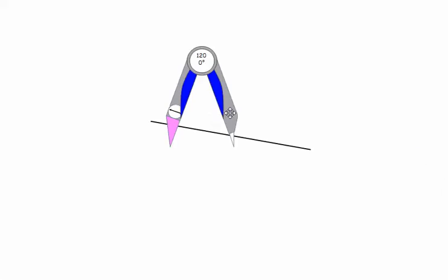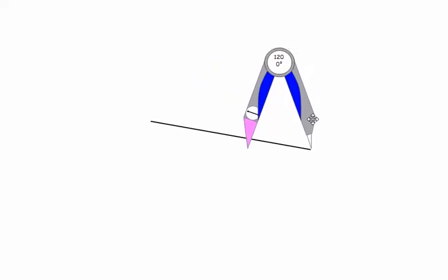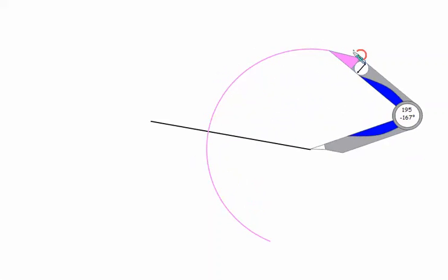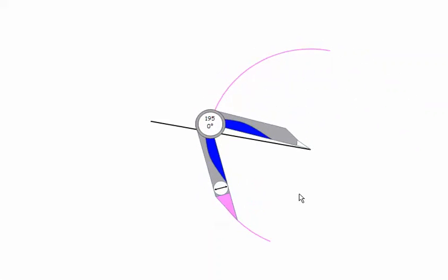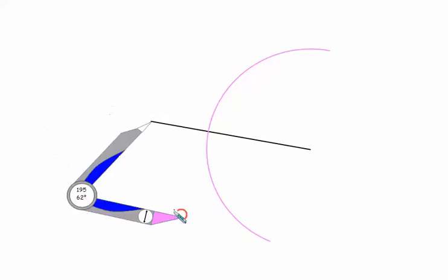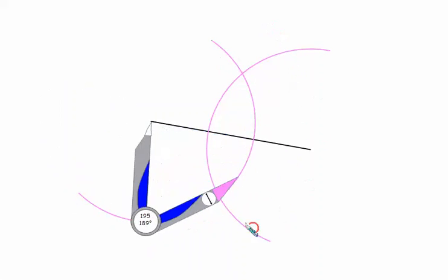To construct the perpendicular bisector, put the point of your compass at one of the segment's endpoints. Open your compass more than halfway. Make an arc, or half a circle essentially. Then keep the compass the same size, move the point of the compass to the other endpoint, and make the circle in the other direction.